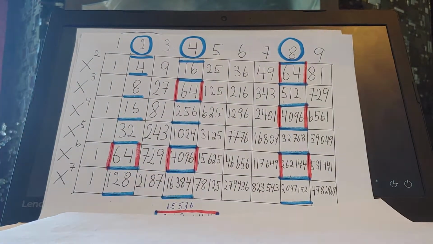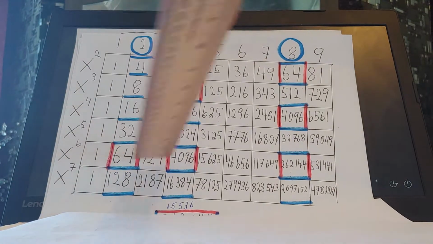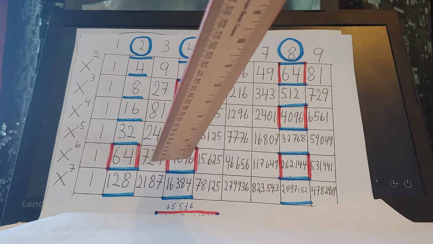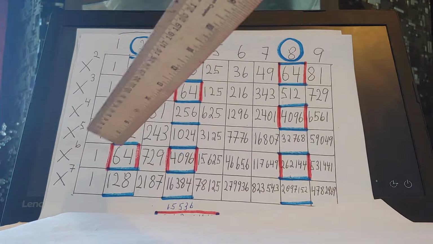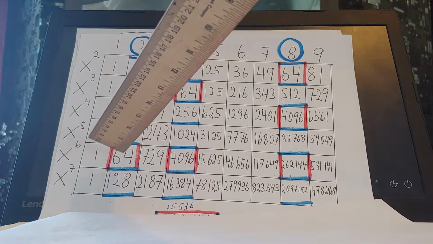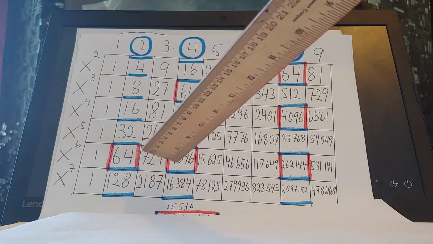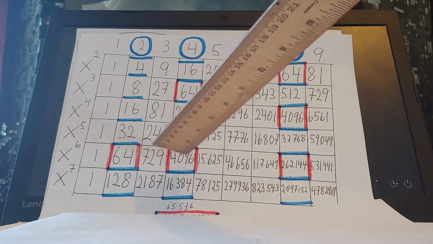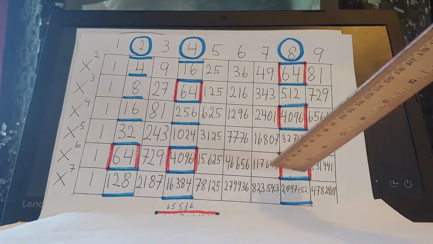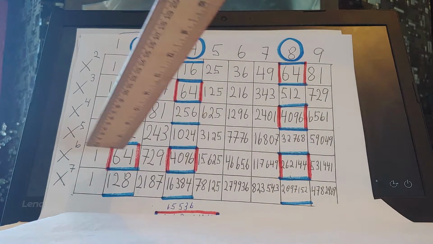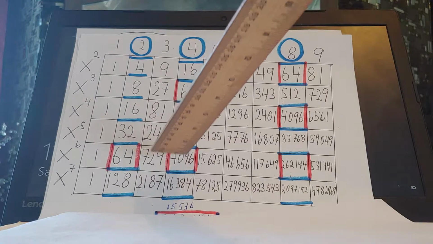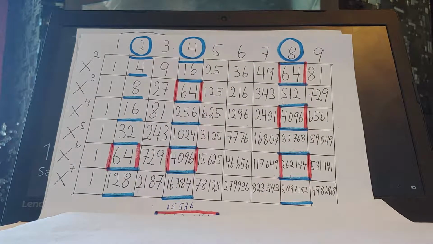So basically what we see is at this juncture 64, 4096, and 262144. Those are very significant numbers because it's when this number is also a 4 number and it's also an 8 number. And this number is also a 2 number and it's also an 8 number. And this is a 2 number, a 4 number, and an 8 number. And it comes at the 6th. 6, 6, 6.